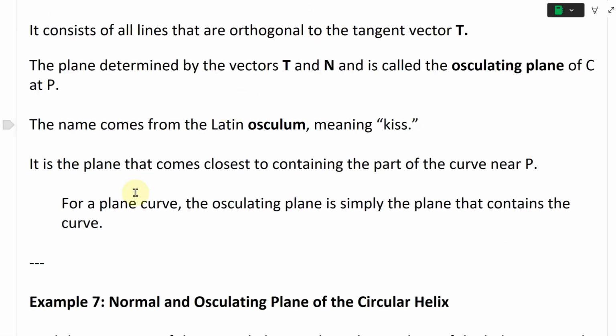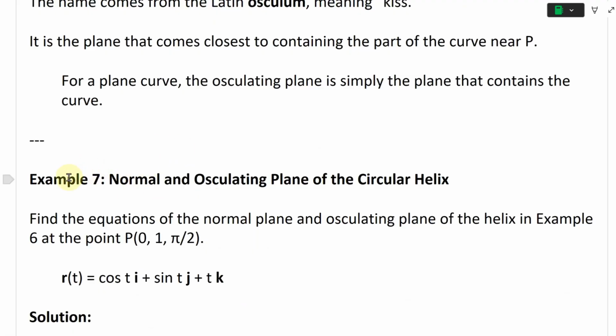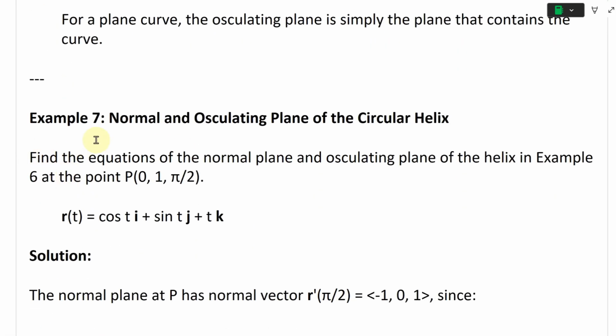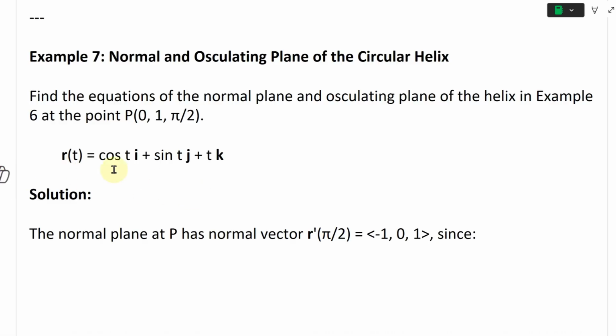All right, going further, we can illustrate all of this with example 7: the normal and osculating plane of the circular helix from our example 6. Find the equations of the normal plane and osculating plane of the helix in example 6 at the point P with coordinates 0, 1, pi over 2. From example 6, we have this circular helix, r of t equals cosine t i plus sine t j plus t k, where i, j, k are the standard basis vectors. That's a vector function.